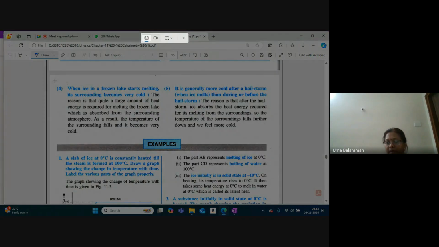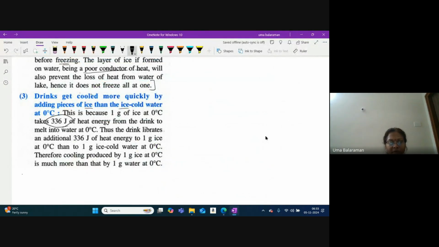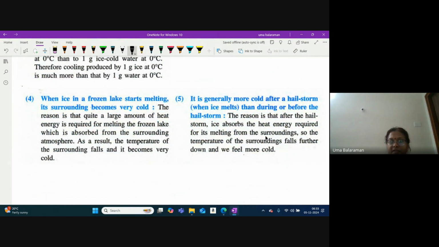Okay. B part is simple. No numericals. Only graph question. When ice in a frozen lake starts melting, the surrounding becomes very cold. What is the reason? Because extra 336 is absorbed. Sorry, a lot of heat energy is absorbed from the atmosphere. So the surrounding gets cooled.